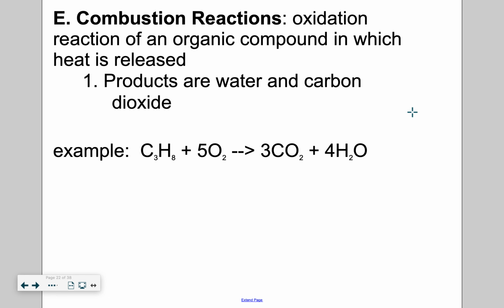The 5th type is called the combustion reaction, and you start off with an organic compound and you mix it with oxygen, and your products are always going to be CO2 and water, obviously with some heat energy, but we're just going to focus in on carbon dioxide and water. So here I have C3H8, okay, that's my organic compound combined with oxygen, and you produce carbon dioxide and water.